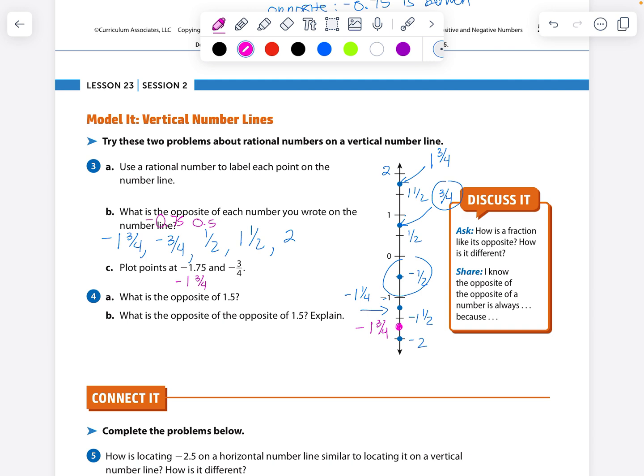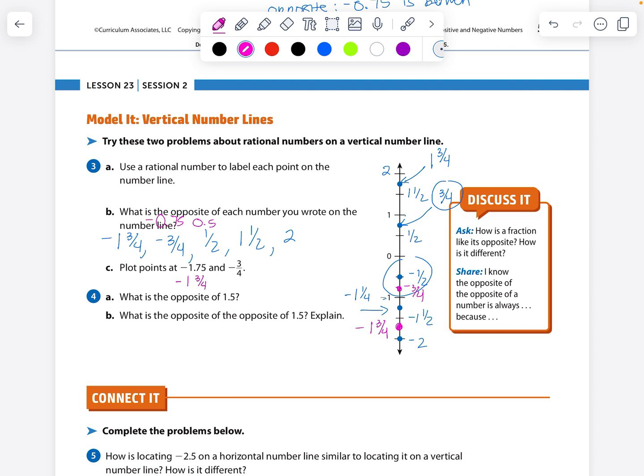Lastly, plot the point at -3/4. So again, we already labeled 3/4 as a positive here. It's between 0 and 1/2. So you would look between 0 and -1/2 to plot -3/4. Okay. Hopefully I didn't confuse you on that, because I know I misspoke.